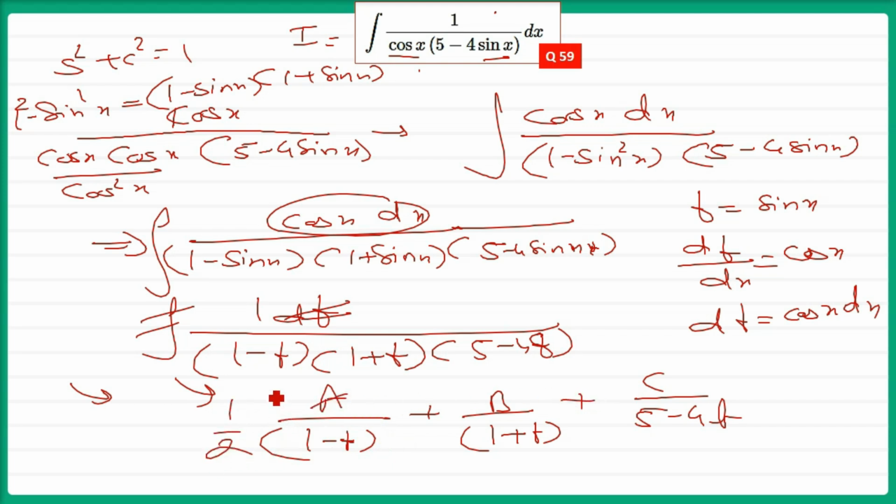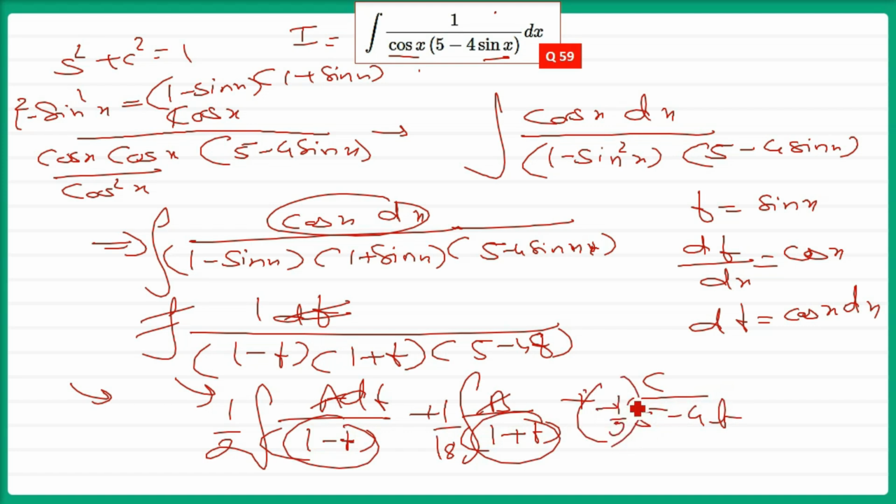And a will come as 1 by 2. You can just integrate dt divided by 1 minus t, which is log 1 minus t, with a negative sign also. I'll just tell you why. b will be 1 by 18, so this will be log 1 plus t, and c will be negative 16 by 9. And this dt by 5 minus 4t, when you take the integration, you have to differentiate 5 minus 4t, negative 4 will come, and that will come in the denominator. So this negative 1 by 4 will come, for the 16, it will be negative 4 by 9 that comes along with this.